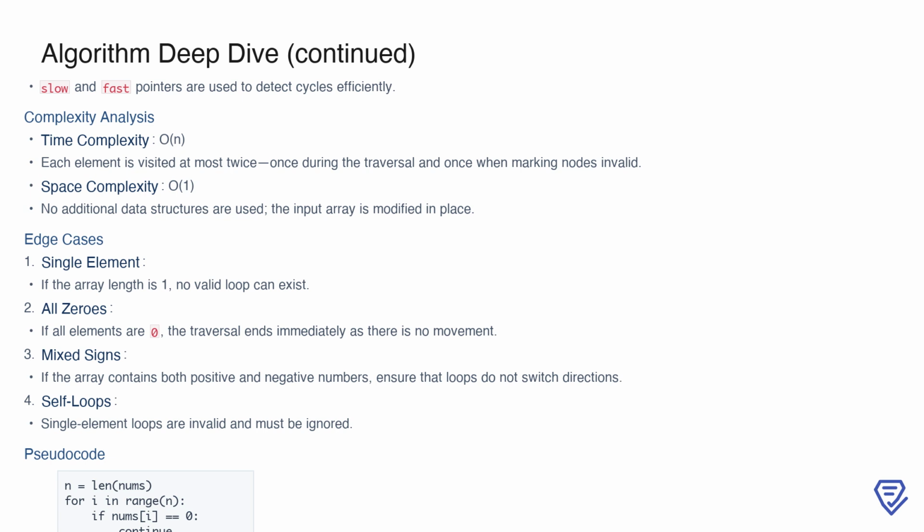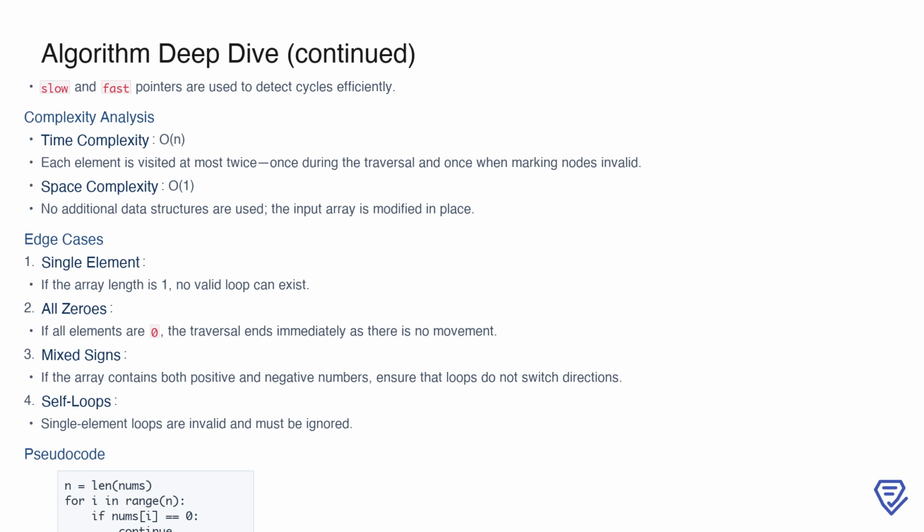In terms of complexity, the algorithm operates in O(n) time because each element is visited at most twice, once during traversal and once when marking nodes as invalid. The space complexity is O(1) since no additional data structures are used, and the input array is modified in place.